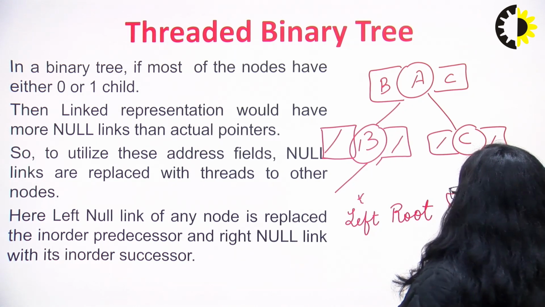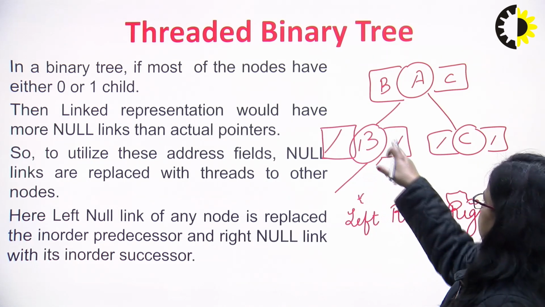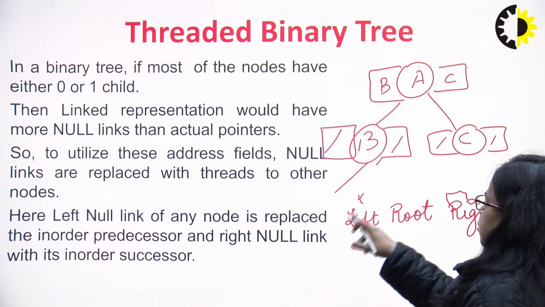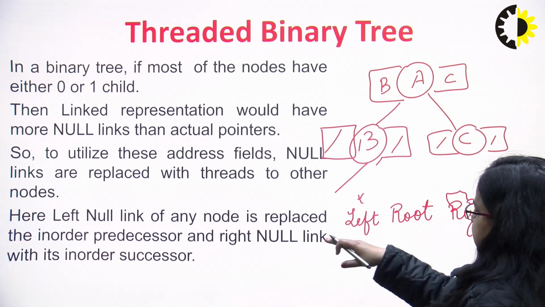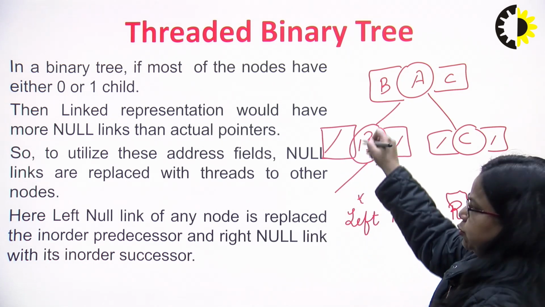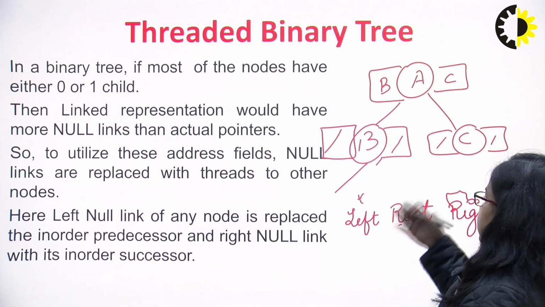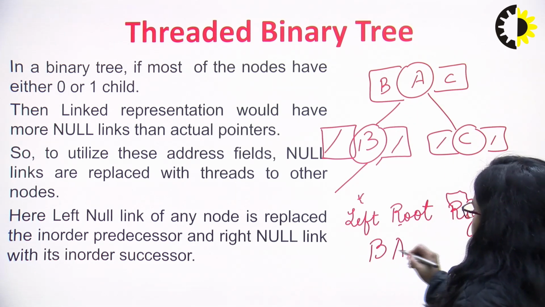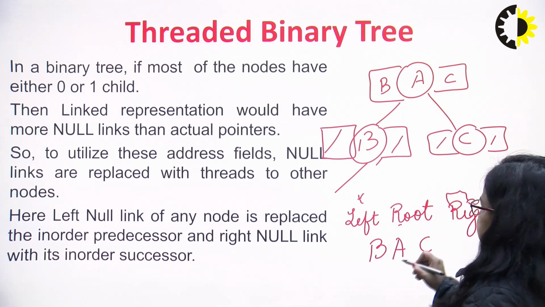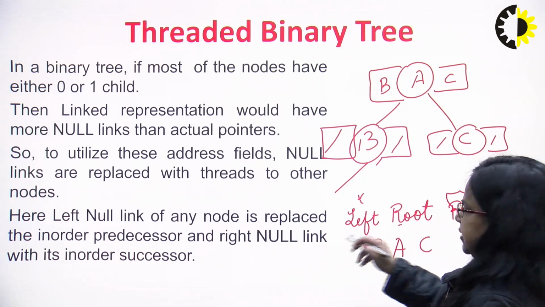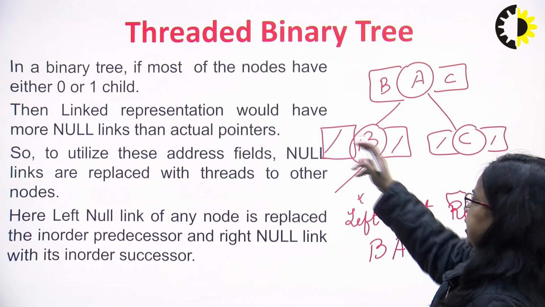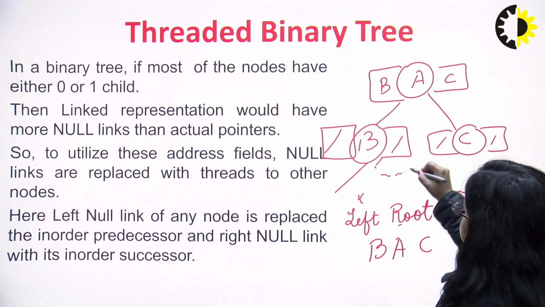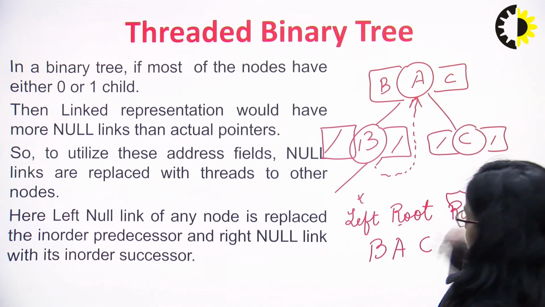Am I right? So, in this case, if I am talking about this particular node and replacing the left link, we have to replace it with its predecessor. So, who comes first? No one. So, we have to store null again. But when I am talking about its next node, the in order of this particular tree is BAC. In the case of B, there is no left node, so the left null is not being replaced by a predecessor. But in the case of this node, we can replace the thread with the help of this node, right?